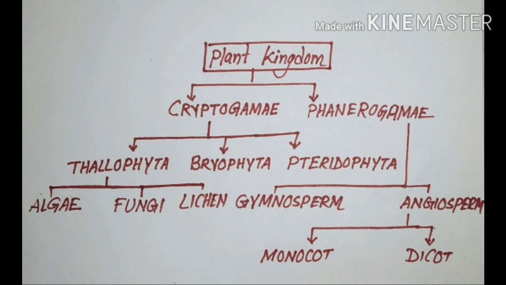On the other hand, phanerogamy is differentiated into two groups: gymnosperms and angiosperms. And angiosperms are further divided into two groups: monocot and dicot. Monocot means the plants which have only a single cotyledon, and dicot means the plants with two cotyledons.